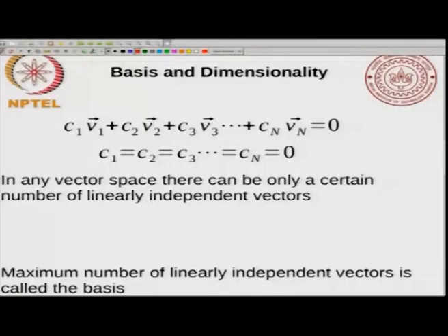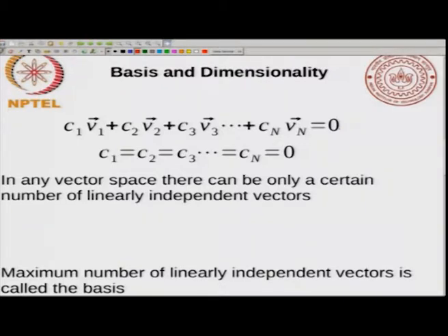Just to emphasize again, we said that the vectors v1, v2, v3 up to vn are linearly independent if the first equation implies the second. Now, in any vector space, there is always a maximum number of vectors that are linearly independent, and we will come to that in a minute. But let us take an example.